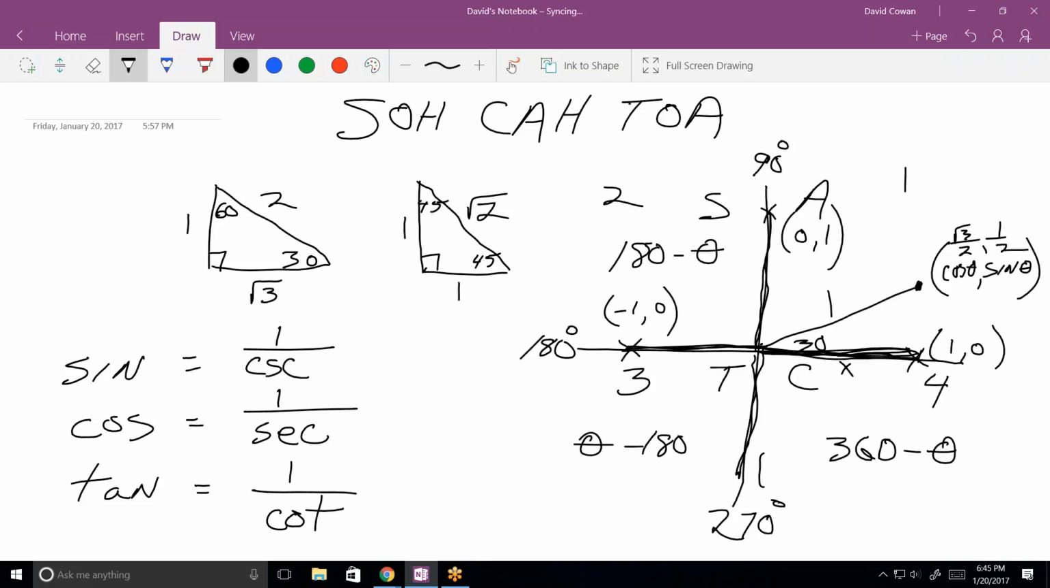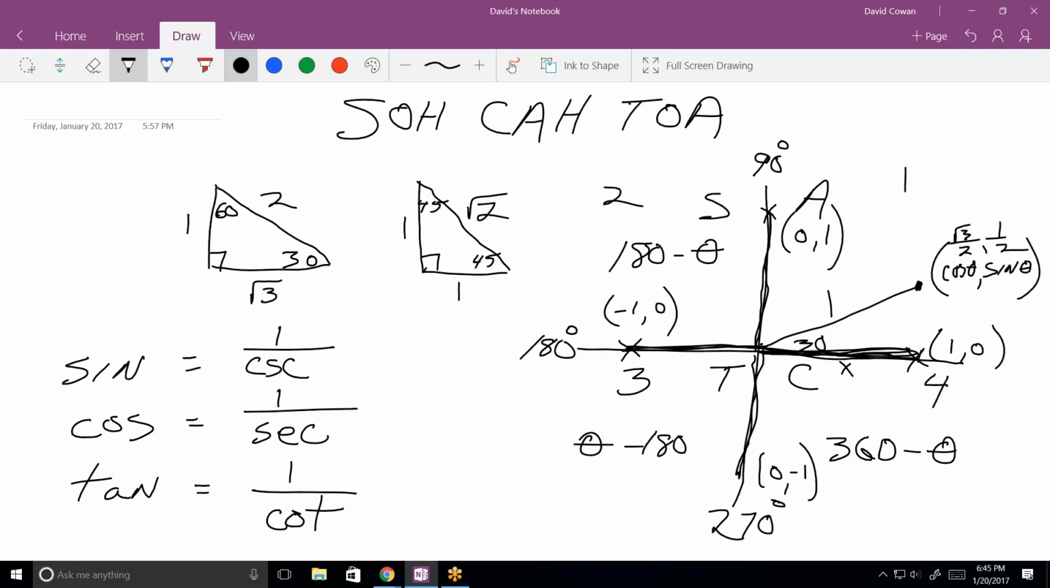The coordinates of that are 0, minus 1. Therefore, the cosine of 270 degrees is 0. And the sine of 270 degrees? Negative 1. Now you're complete.